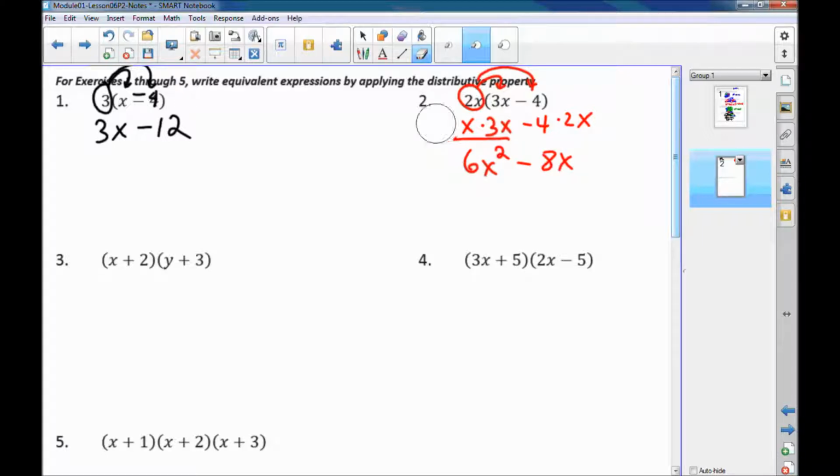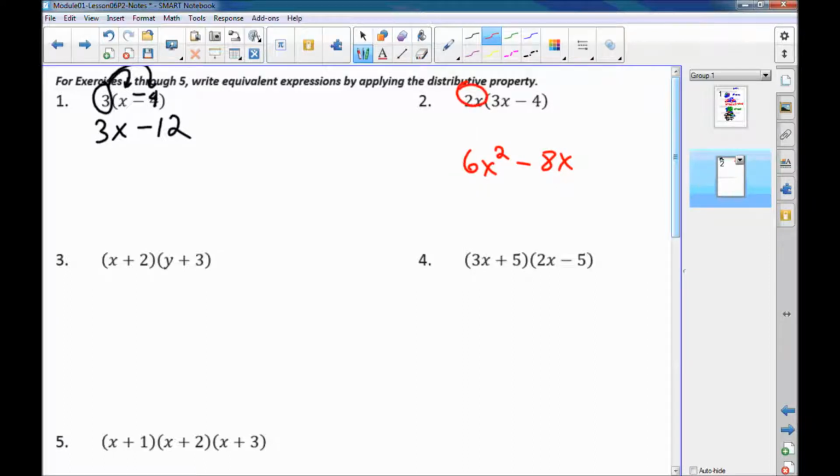Now you do not need this middle one, and we'll show what's happening here again. So we're taking the 2x, we're timesing it by 3x. 2 times 3 gives me 6, and x times x gives me x squared. And then we're taking the 2x and we're timesing it to -4. 2 times -4 gives me the -8, and I have 1x, so we just bring the x down next to it, -8x. And when we're done, we get 6x squared minus 8x. All right. Number 3.